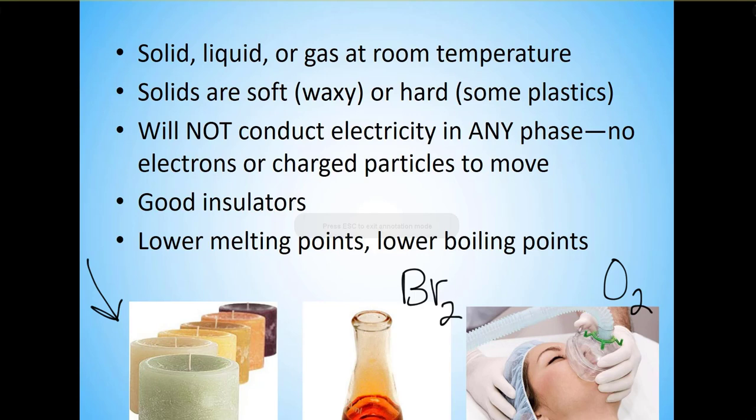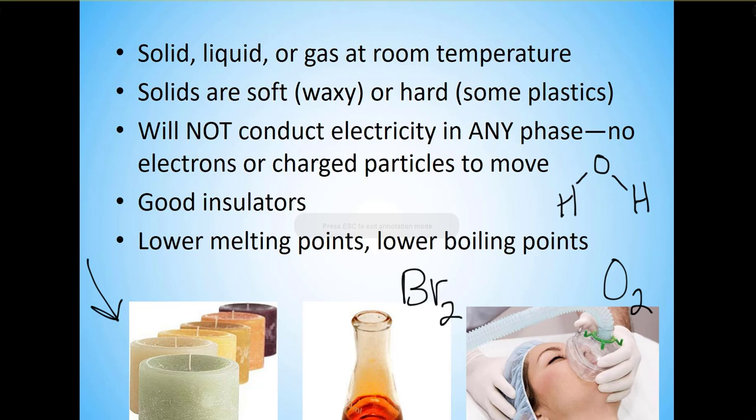Covalently bonded substances will not conduct electricity in any phase, and this is because there are no electrons or charged particles that can move around to carry the current. So because we have these isolated molecules, there's nothing that really can be broken off or that is a charged particle that can be moved around. Because they don't carry a current, they are good insulators. So often you'll see metal wire wrapped in plastic, and that is to insulate against if there was a current going through that metal. So it's to avoid the person working with the wire becoming shocked.